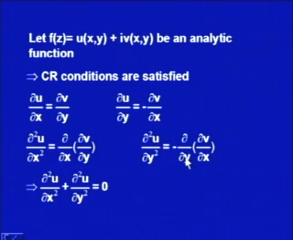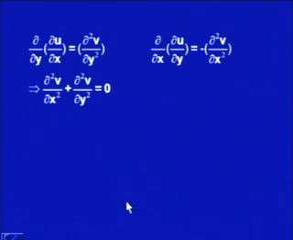If we add them together, this becomes delta squared u by delta x squared plus delta squared u by delta y squared, and since these derivatives are continuous, we can say that delta by delta x of delta v by delta y is the same as delta by delta y of delta v by delta x. So, they will cancel out, so the right hand side will be 0. Now, this is the Laplace equation in two variables x and y. So, we say u satisfies the Laplace equation in two variables. Similarly, the other function v also satisfies the Laplace equation.